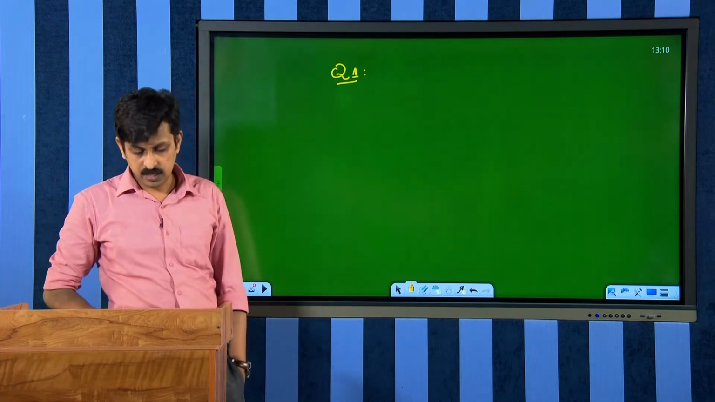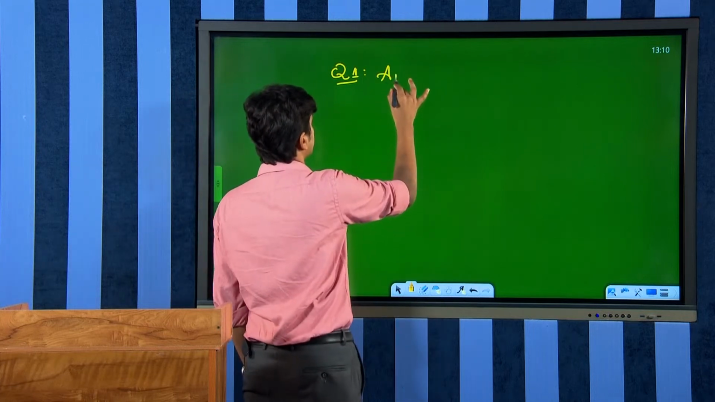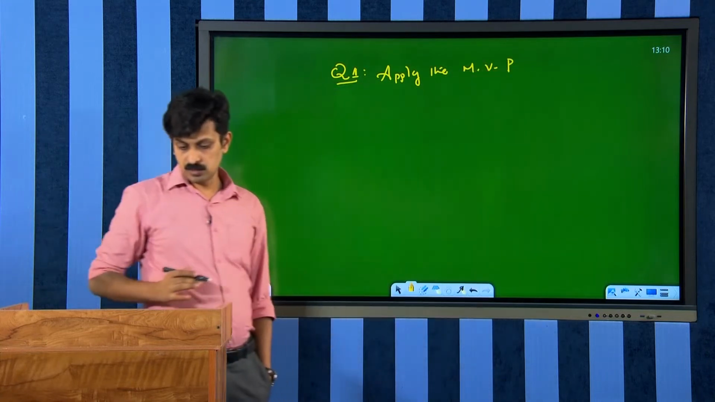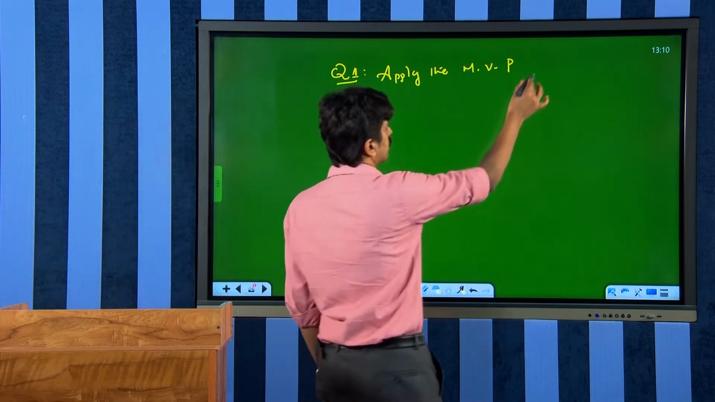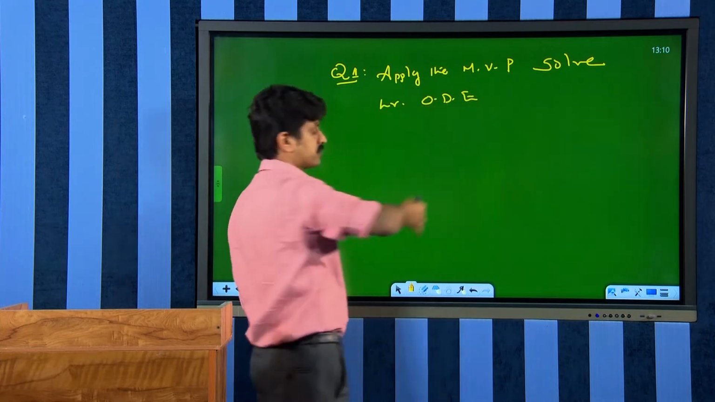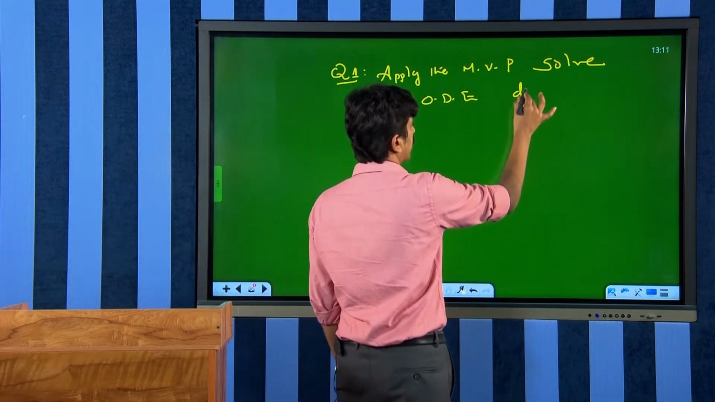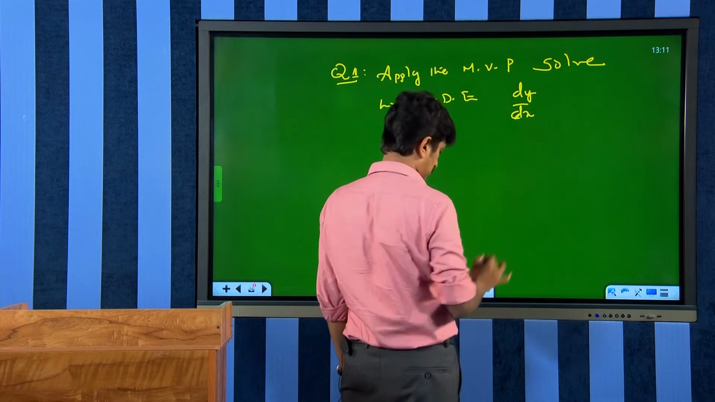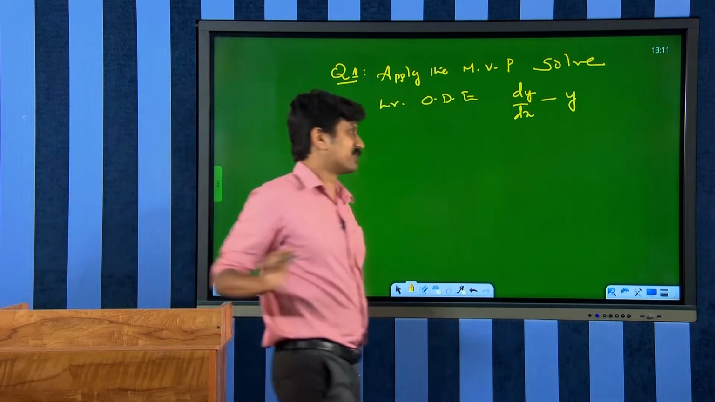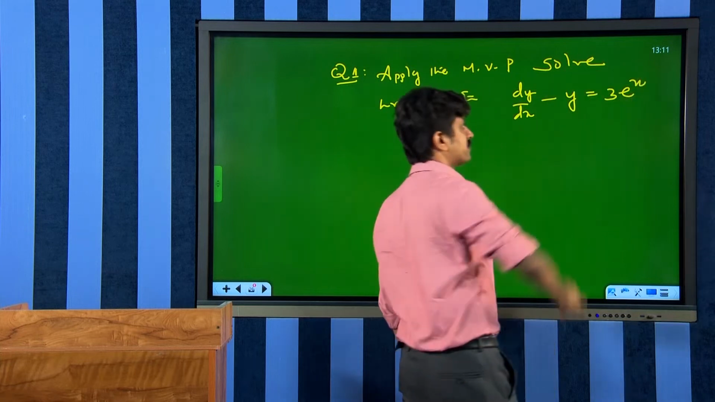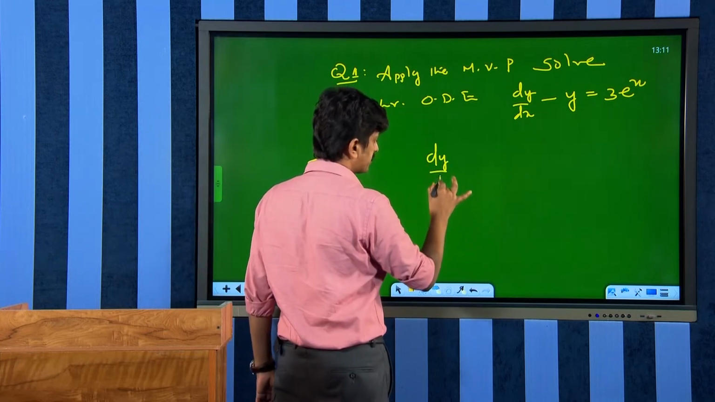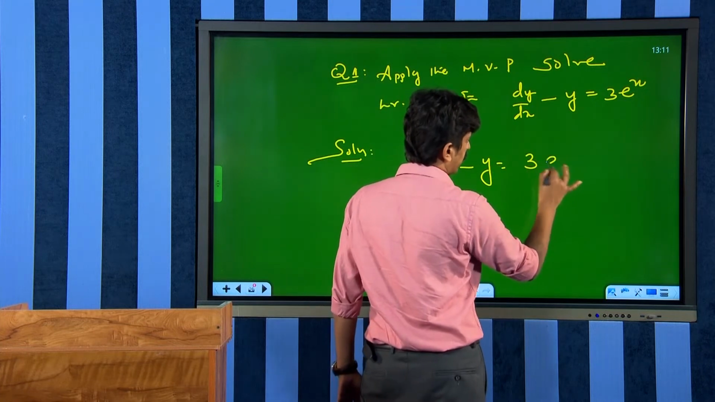Question number 1: apply the method of variation of parameters to solve the linear ordinary differential equation dy/dx minus y is equal to 3 e raised to x. That is the question.